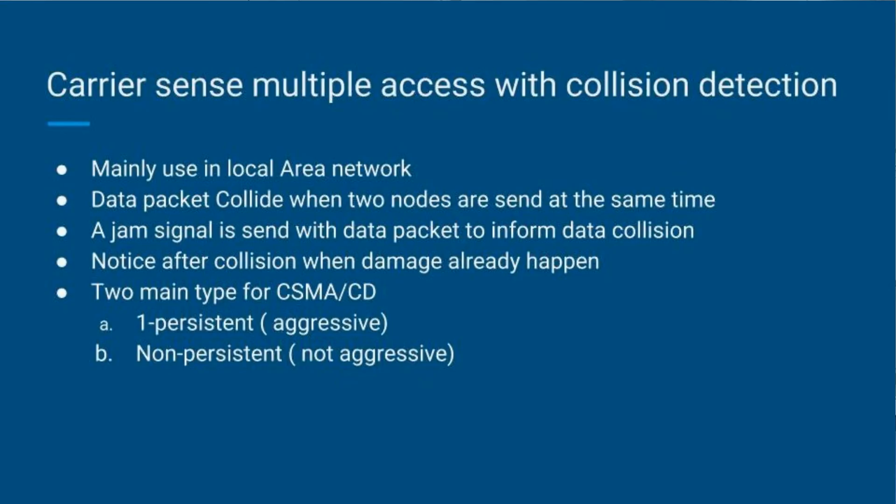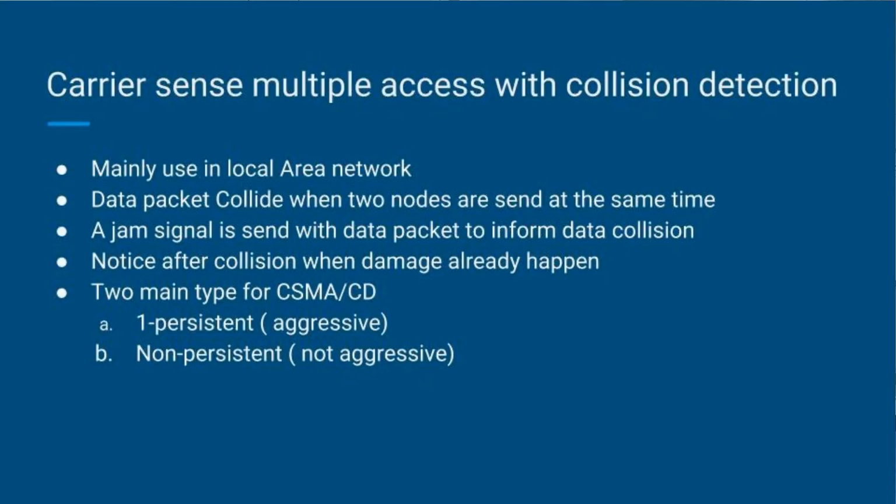When two nodes send a data packet at the same time, they collide. When that happens, a jam signal is sent along the wire so the nodes can sense the collision, and the data transmission is stopped. But the problem with this is that it only senses or detects the collision after it has happened, after the damage is already done, so it needs to be recovered. We can't know before the collision happens.